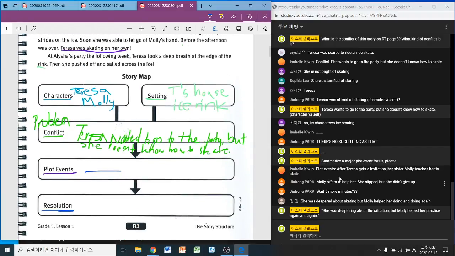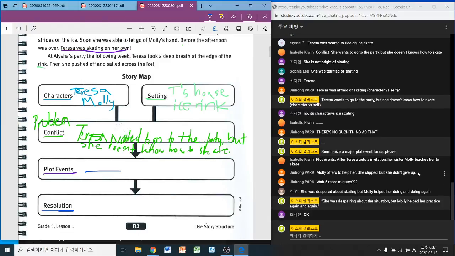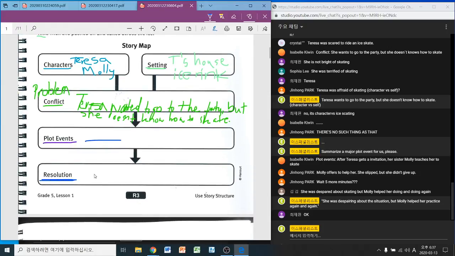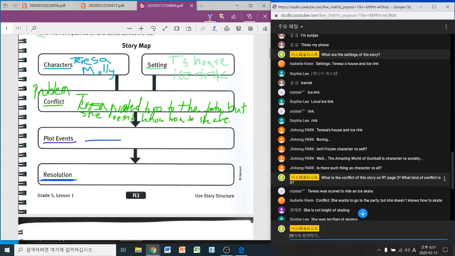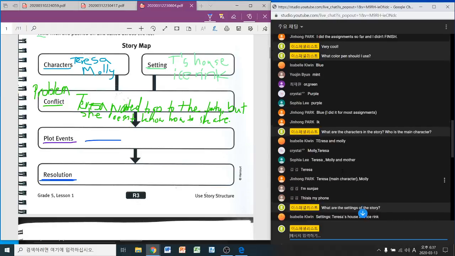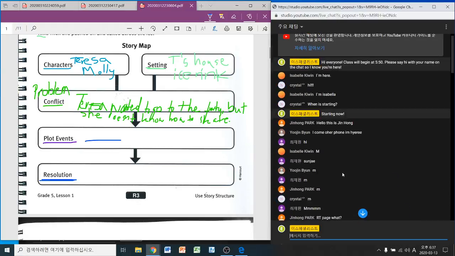I liked Jinhong's. Right? Molly offers to help her. She slipped, didn't give up, and learned how to skate. Right? She slipped, didn't give up. Our resolution then. What is our resolution? I want a resolution. Somebody who didn't answer one of these. Okay, so not Isabel, not Jinhong, not Sunjae. I want to hear from Crystal and Sophia. Who else is here? Is there another person? I want to hear from Crystal and Sophia.